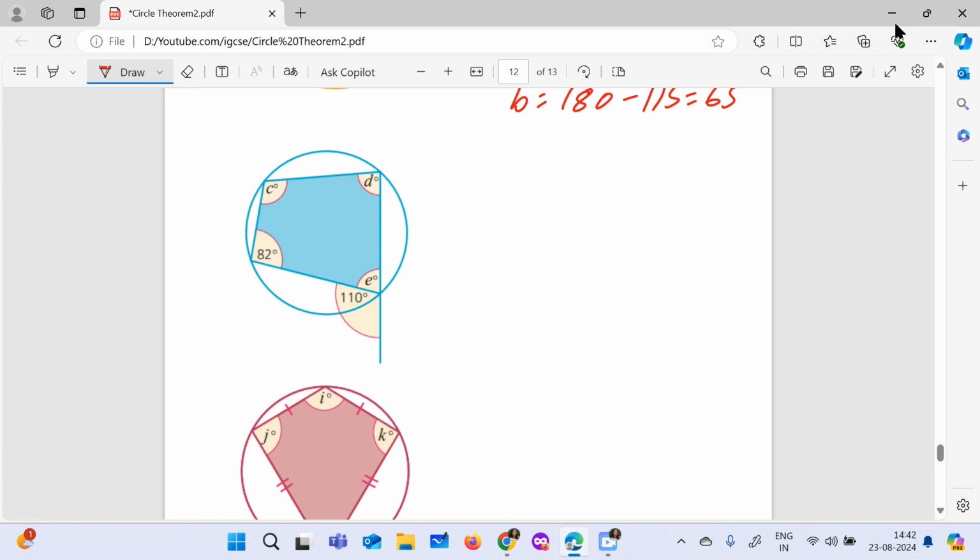Here you see. Okay, again we have a cyclic quadrilateral, all the vertices on the circle, right? Here this is 82 and this you need to find, and then this is 110. So now looking at this measure, can you tell this is equal to which one?